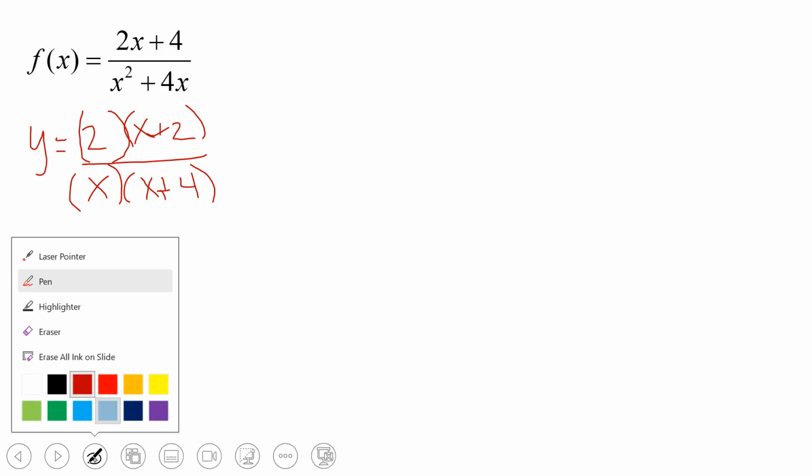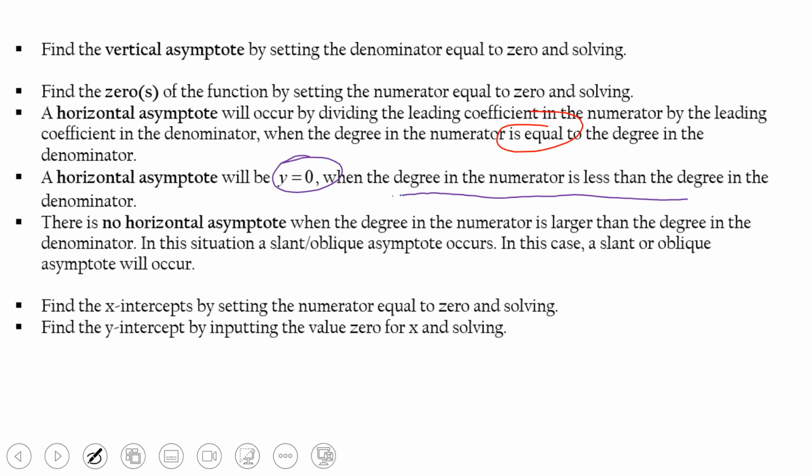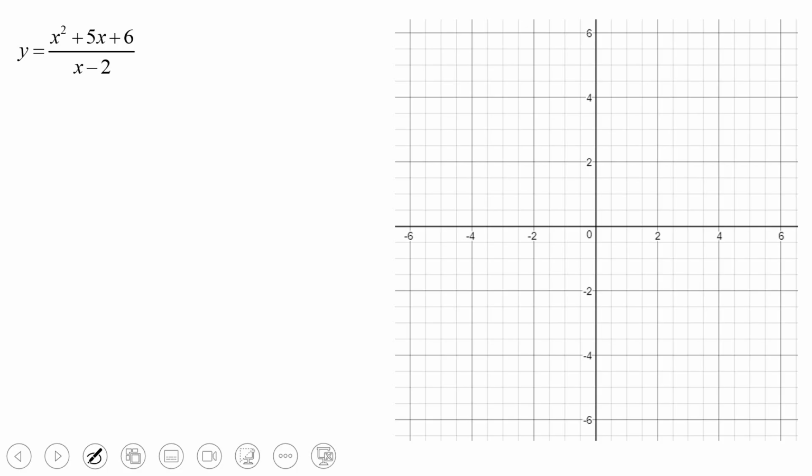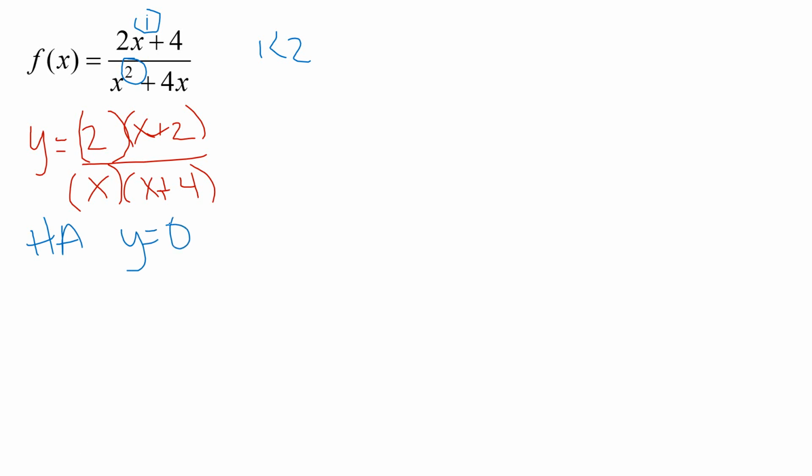But let's go ahead and examine the degrees. The degree in the numerator is less than the degree in the denominator. And as a reminder, when the degree in the numerator is less than the degree in the denominator, we will always have a horizontal asymptote at 0. So my horizontal asymptote is y equals 0. Not just 0, it's the equation y equals 0.